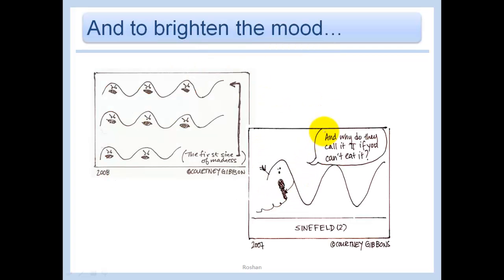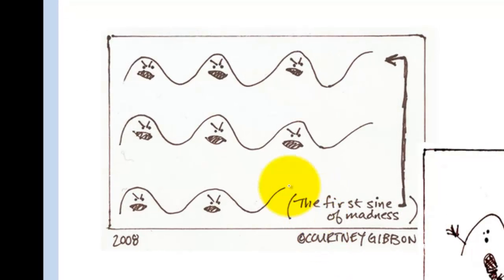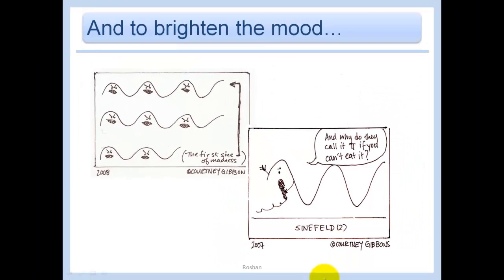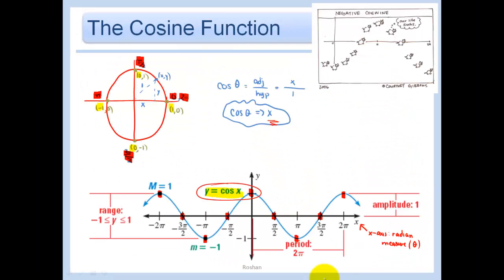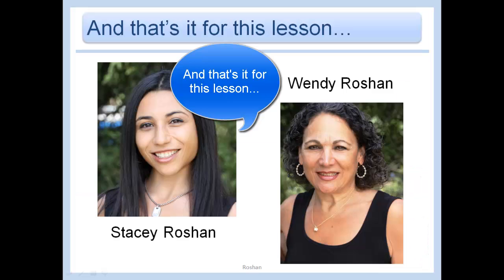To conclude this lesson with some humor, the first sign of madness, of course, our sine graphs looked like this. They started at 0, 0, and they looked periodic. And why do they call it pi if you can't eat it? Seinfeld. And just go back to your very first comic and you'll see why he was emo cosine. The cosine graph, of course, looked something like this. If we wanted to put our axis in, it would have been right around there. Beautiful emo cosine.